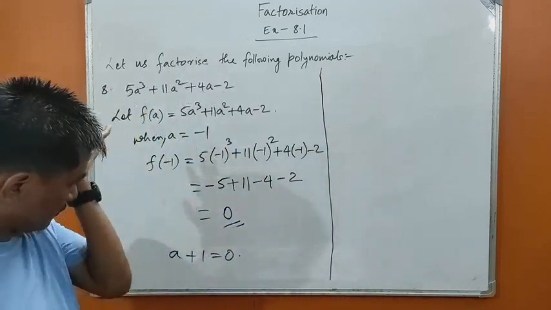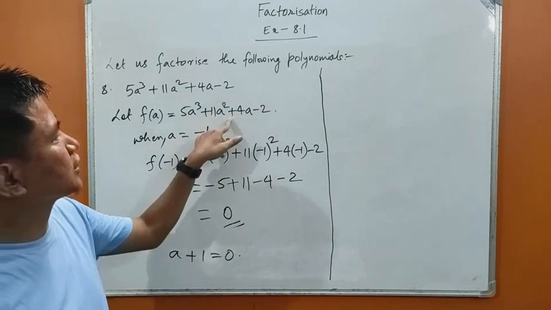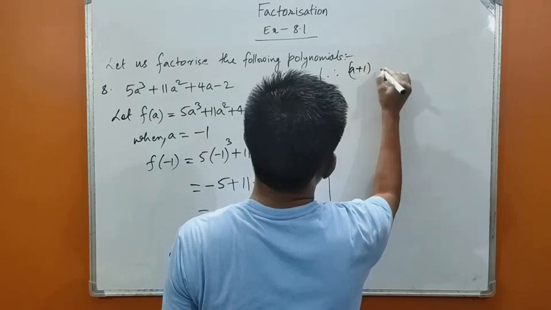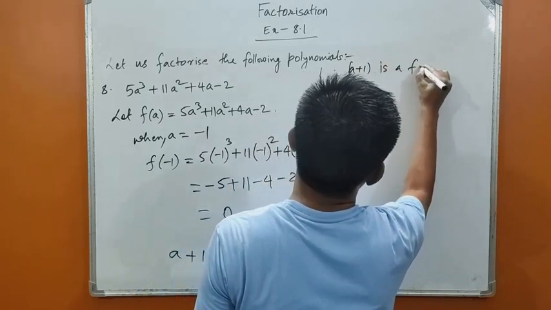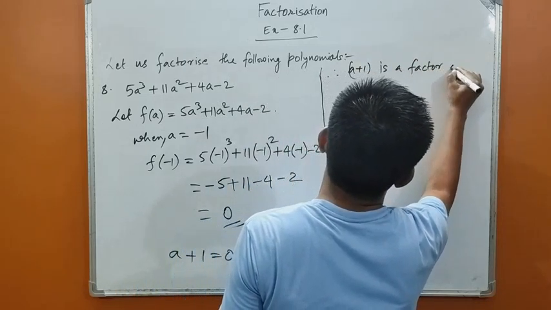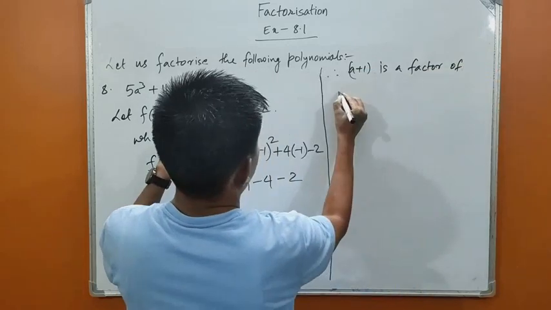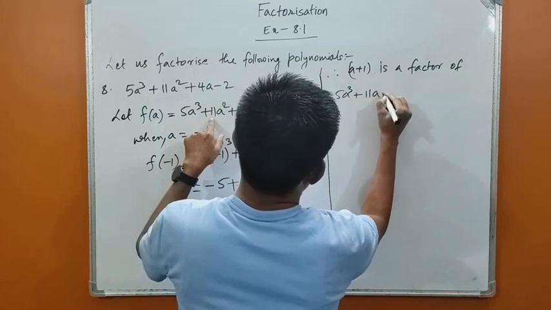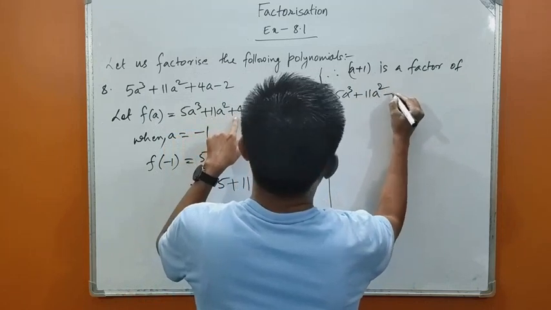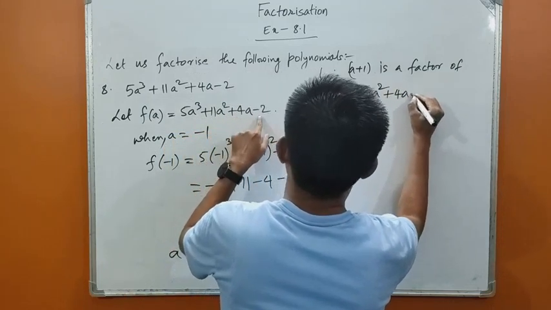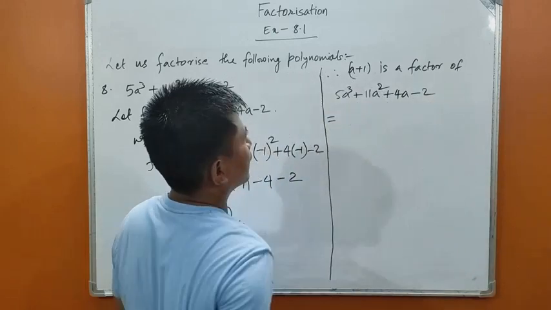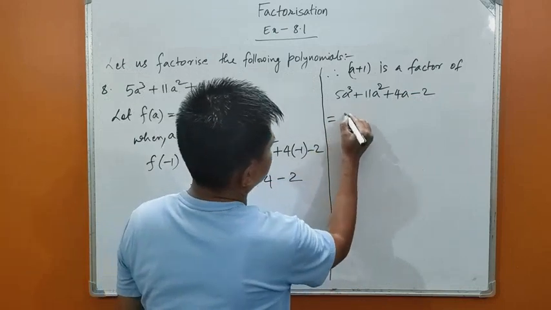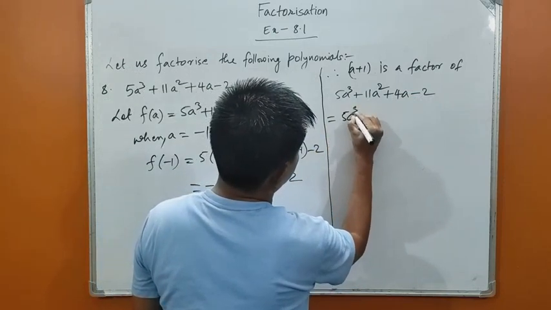To become a factor, the remainder should be 0 when divided. Now, since a plus 1 is a factor of this expression, 5a cube plus 11a square plus 4a minus 2, we must convert this expression into a plus 1 form. So 5a cube, isn't it?